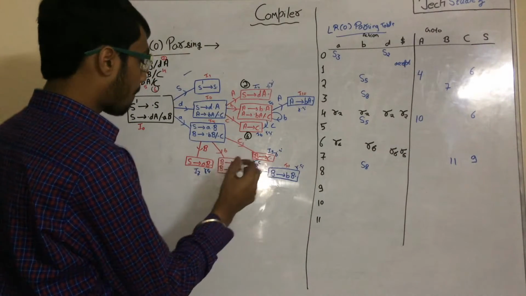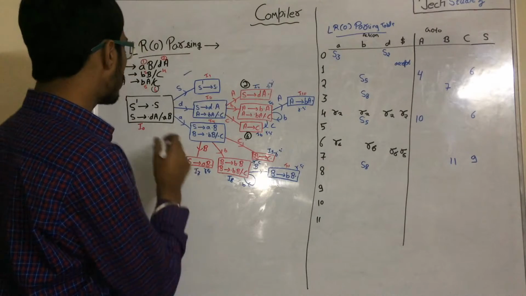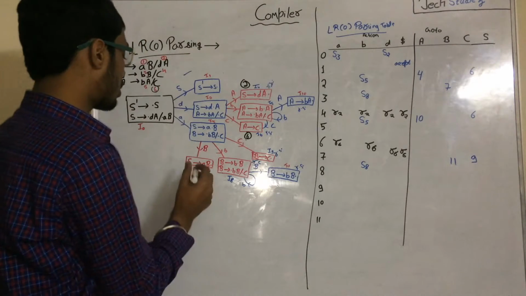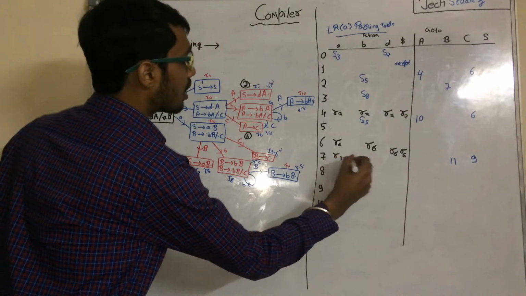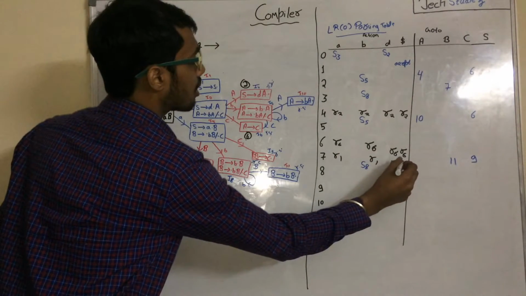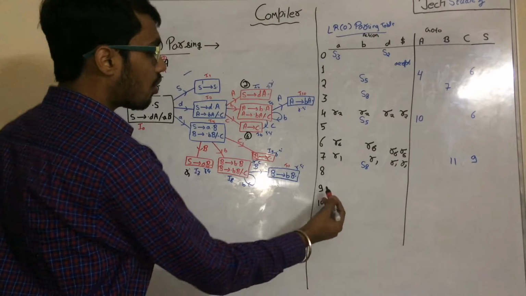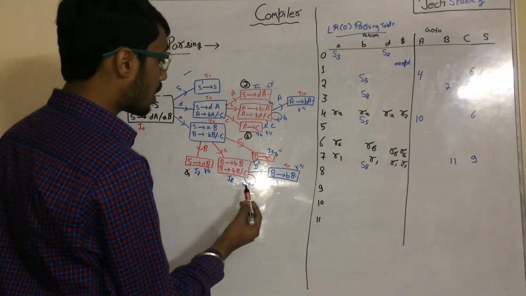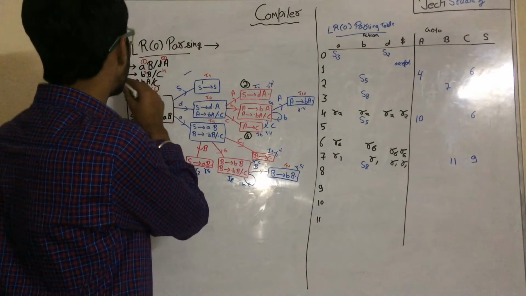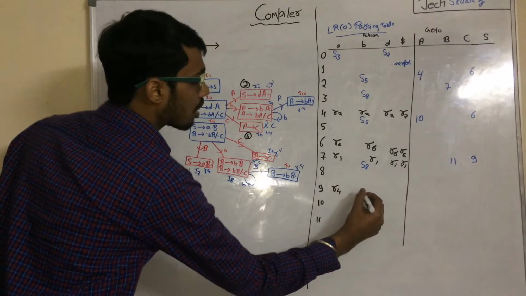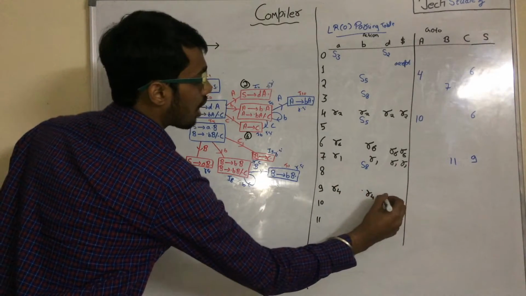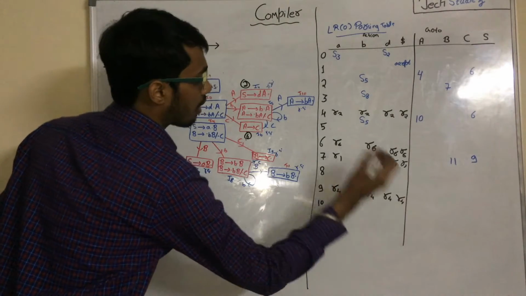Now in seventh what we get? S2 AB. AB is what? First. So this is R1. So put R1 in seventh. R1, R1, R1. Now on ninth. What is the ninth one? Ninth one is B to C. B to C is what? Fourth. So write here R4, R4, R4 and R4.